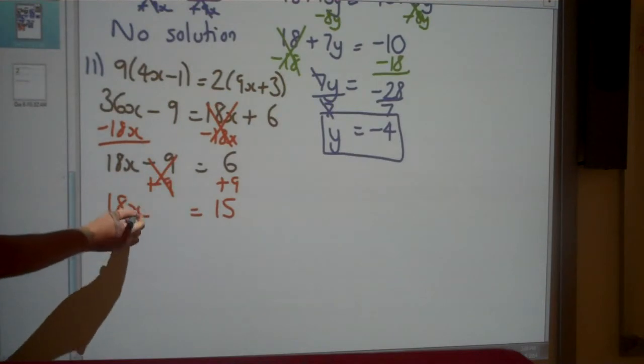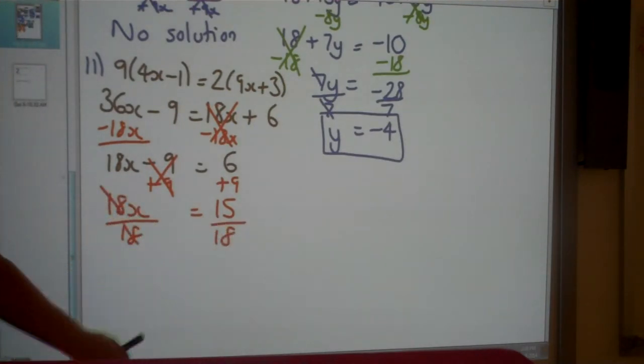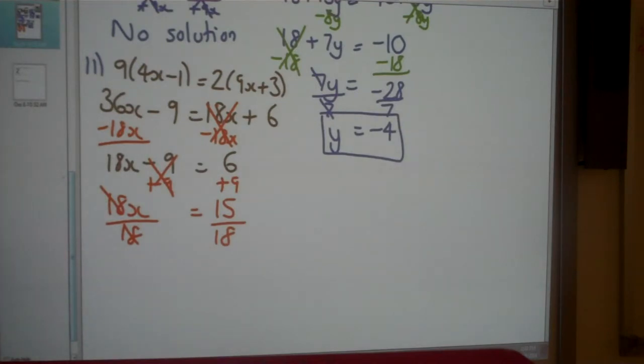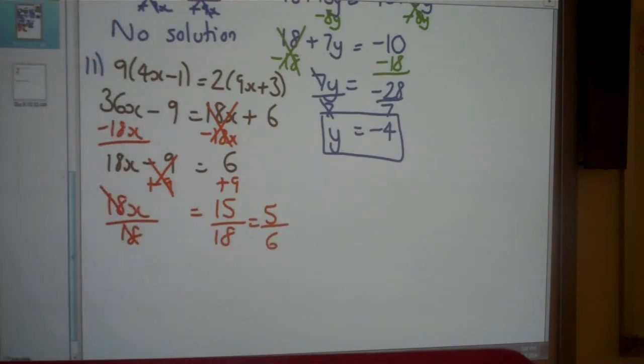And then last step, instead of timesing by 18, I can divide both sides by 18, leaving me with just x. And then let's see if this simplifies. Both of these are in the 3 times table. So if I simplify that, I should end up with 5 over 6. And that concludes our little section on solving equations.